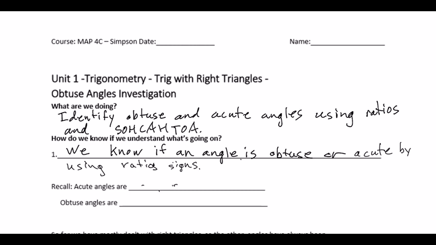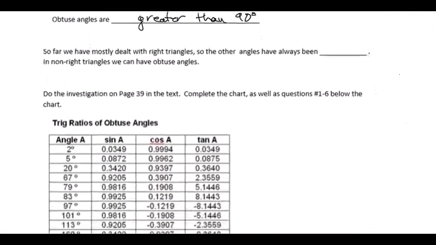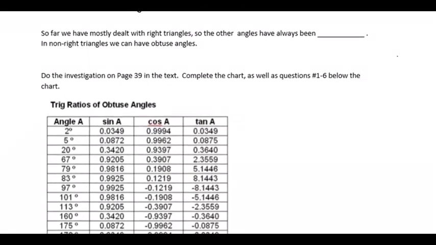Now, an acute angle is less than 90 degrees, and obtuse angles are greater than 90 degrees. So far we've mostly dealt with triangles, so the angles have always been acute.